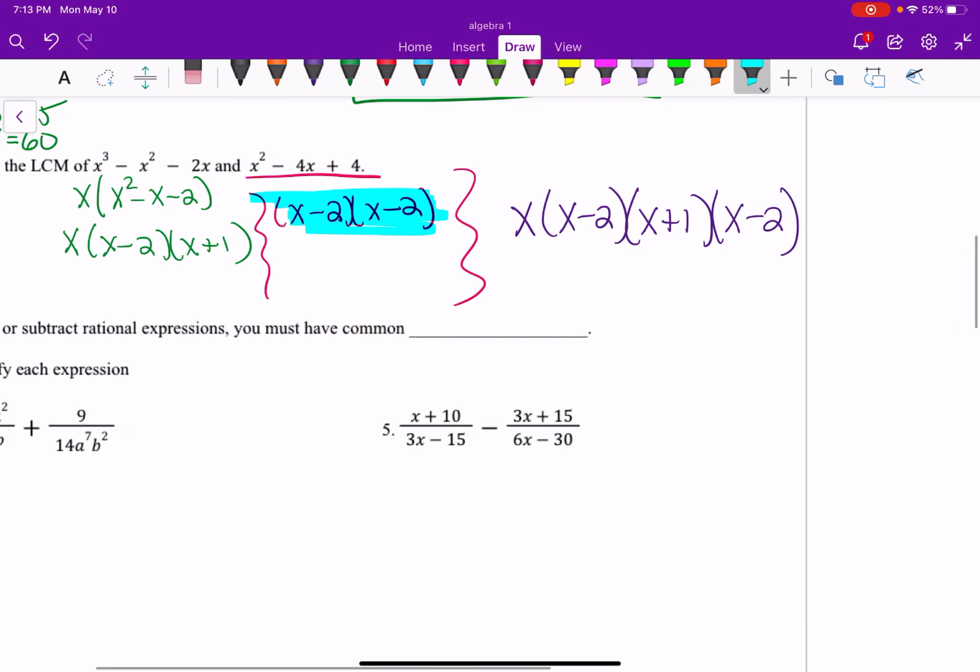So our least common multiple here, if we wanted to write this in shorthand, would be x times x minus 2 squared times x plus 1. I would accept either answer.